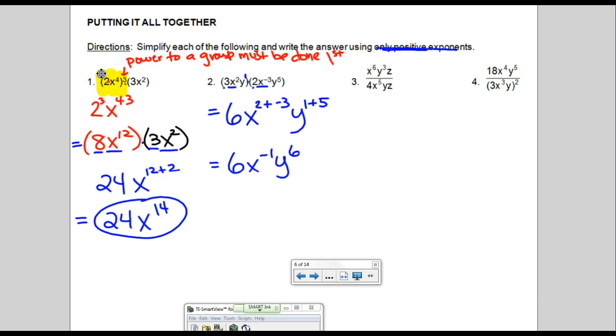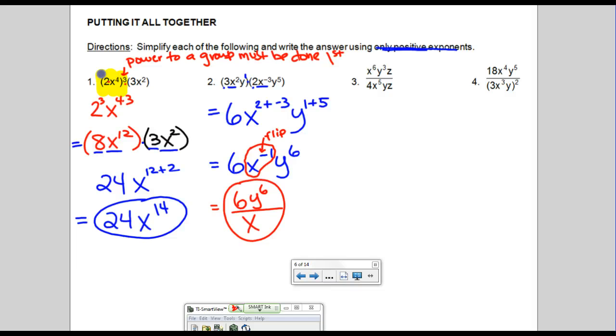So since the directions said only positives, it means that I cannot keep this guy here. So in order to get rid of a negative, that means I need to flip. And I'm only going to flip the x because he's the guy that only has the negative power. So the 6 is going to stay. The x is going to flip to the bottom, and that's an x to the 1 power. And y to the 6 is going to stay because it also was a positive, didn't move. And that would be your answer.